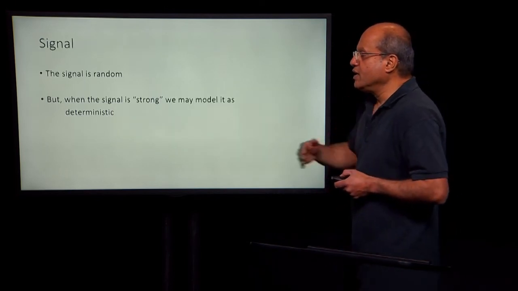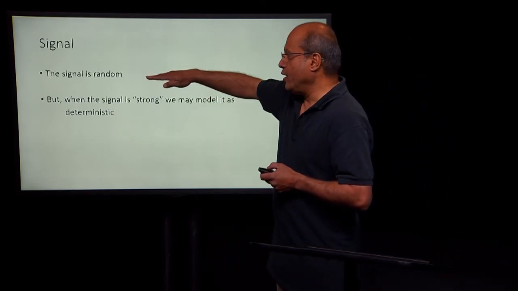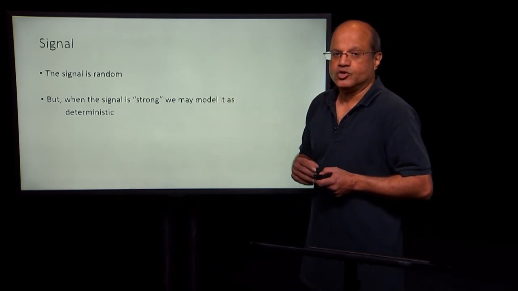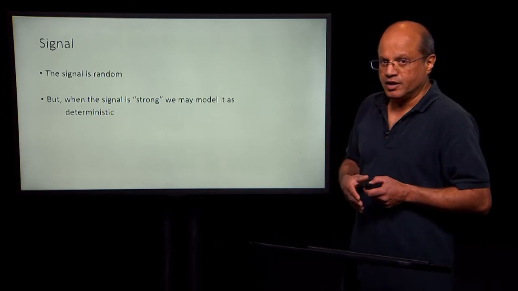So although the signal is random in electron microscopy, we will continue to model it as being deterministic. So the noise will be random, the signal will be deterministic.